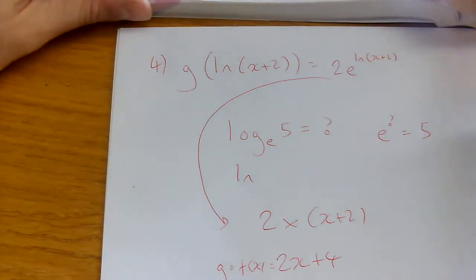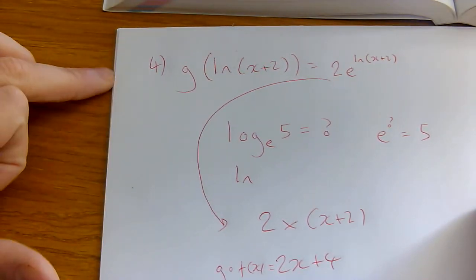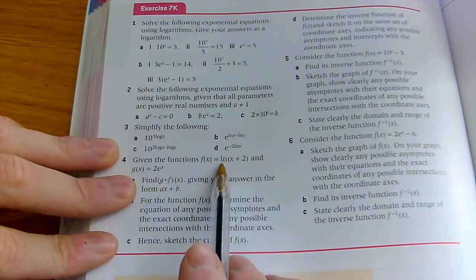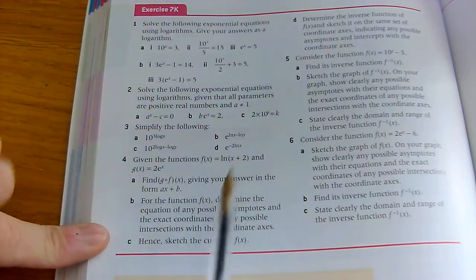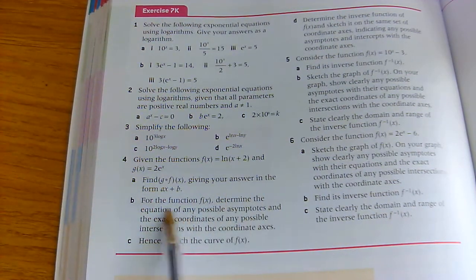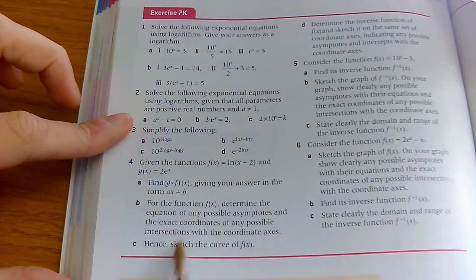Okay, so that is the composite function, but the next part of the question is asking you to determine for the equation f(x), so just go back to what that is. That's this logarithmic function here, ln(x plus 2). We need to determine the equation of any possible asymptotes, exact coordinates of intersections, and then later on sketch the graph. I think these are really the same question.